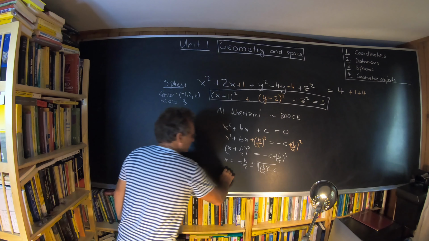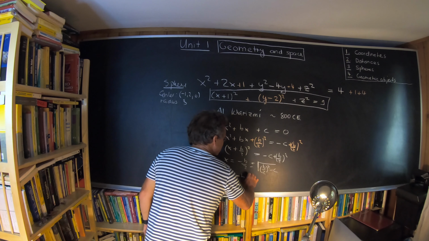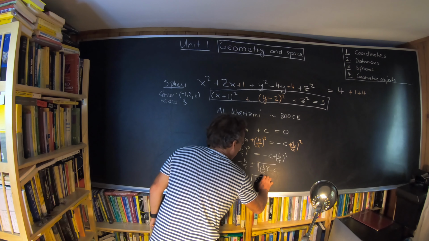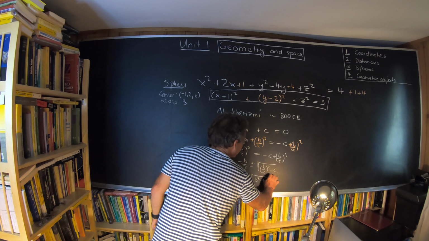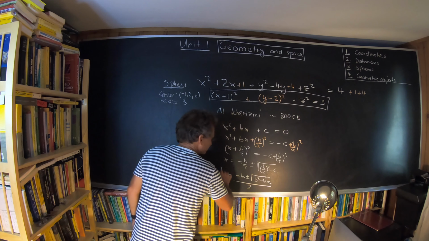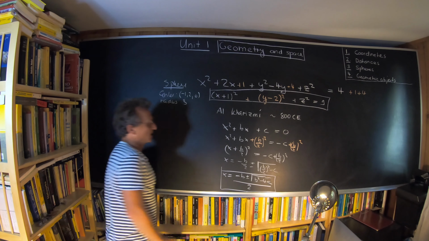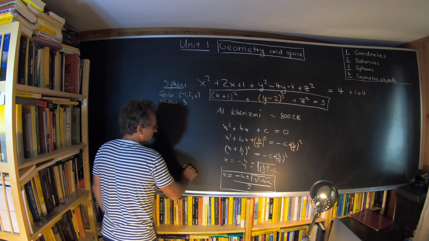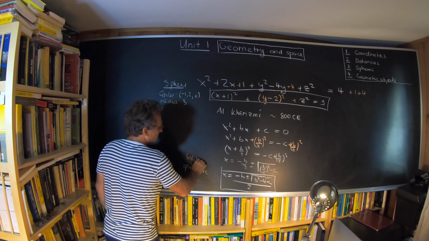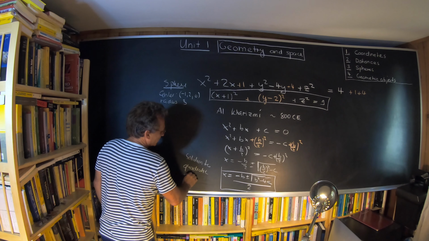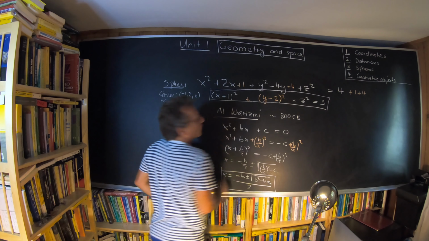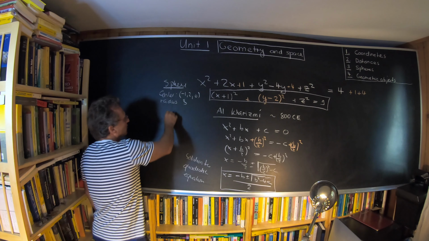Or usually you know it as this formula, minus b plus minus the square root of b squared minus 4ac, divided by 2a, with a equal to 1. So this is the quadratic solution to the quadratic equation, which Al-Khwarizmi already figured out.